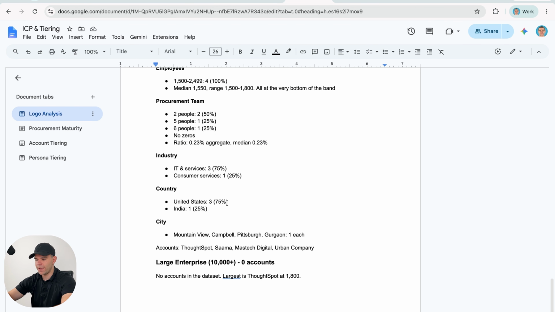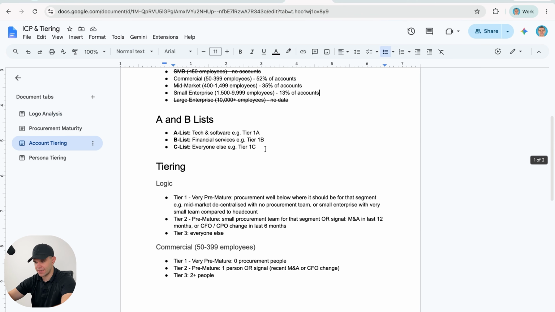So yeah, we're getting tech and software coming out on top. So if we head over to account tiering, we've got tech and software businesses as 1A. I think financial services is a good little 1B. And then obviously everyone else can be 1C. So we've got some sub-prioritization within the different tiers.